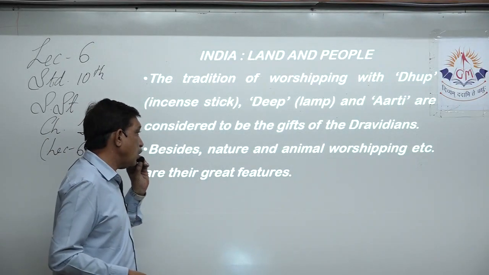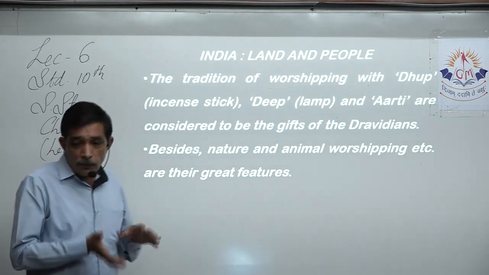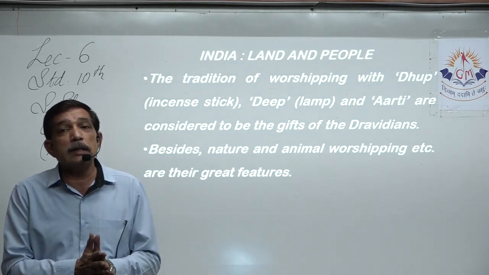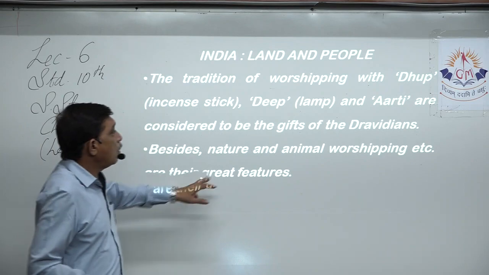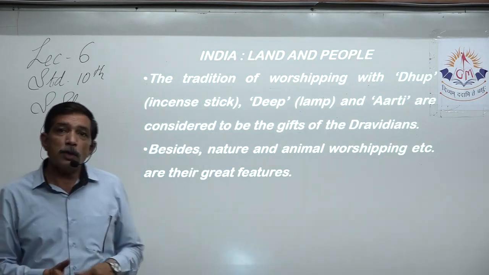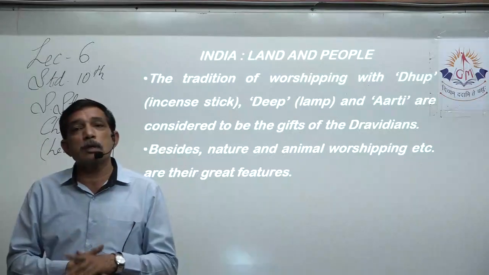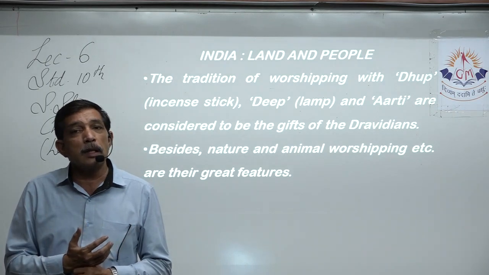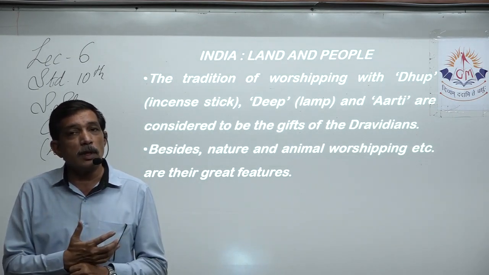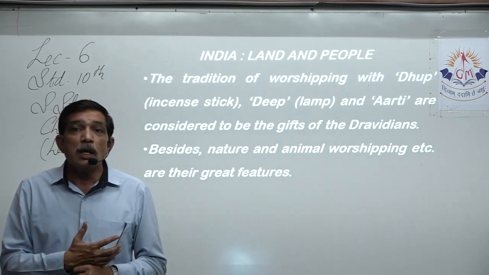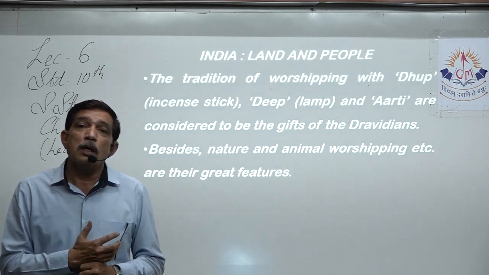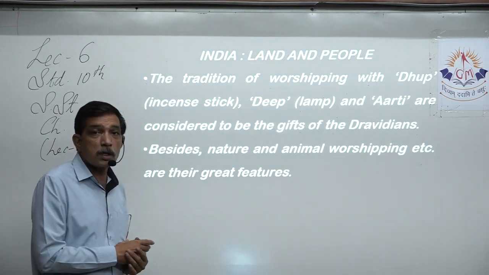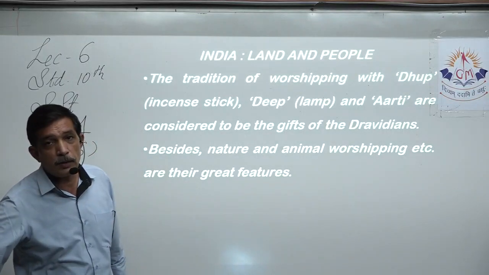Besides nature and animal worshipping, etc., are their great features. Not only nature, they had gods and goddesses. They also did animal worshipping. We do it even today. That is the custom and tradition followed all since the Indus Valley Civilization. Yes, cow, we consider it holy. Even today, a cow is worshipped. Yes, prayers are offered. Lots of animals who have been given the status of vehicles of God are worshipped, right? So animal worshipping was also done. That is the great feature of the Dravidians.